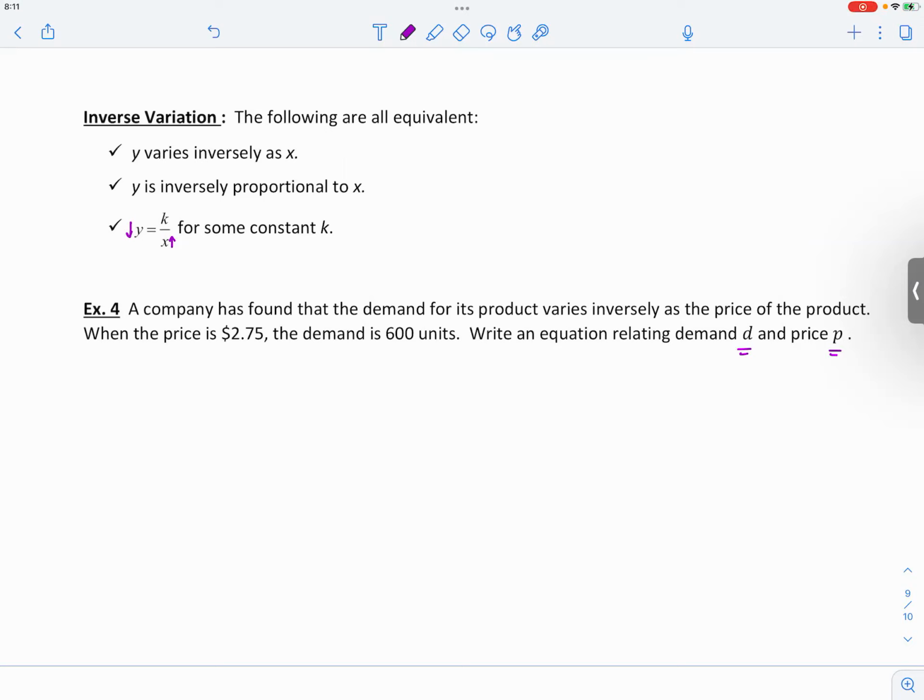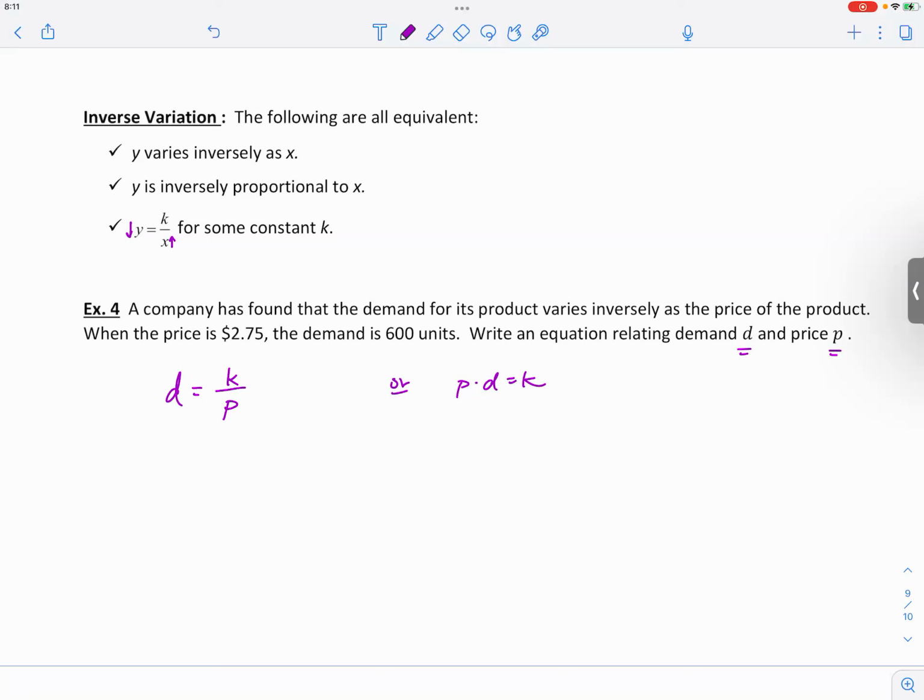So what we can say is that demand is inversely related to price. So you can write this. I would also accept you writing this one: P times D equals K. That works well too if you want to. So either way, I have no problem. Just make sure that you find out what the K value is.